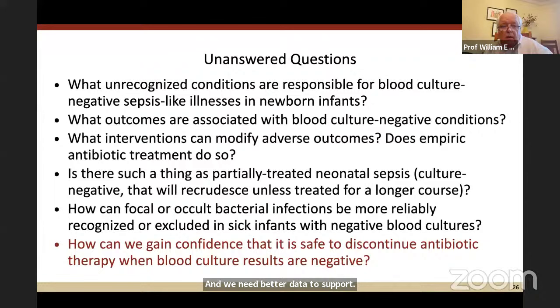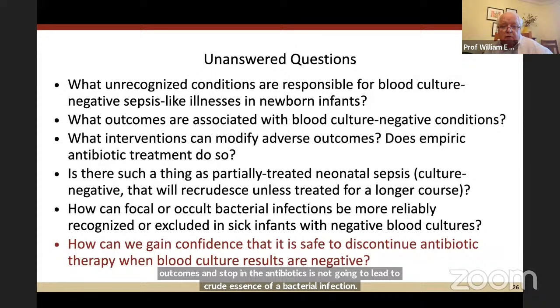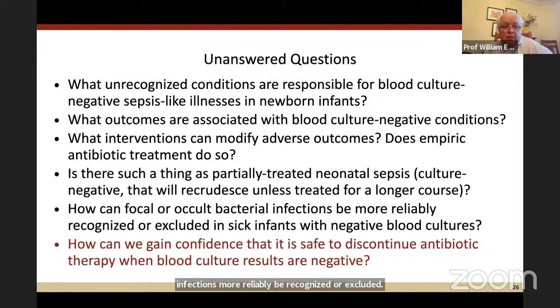With the exception of focal bacterial infections not associated with bacteremia, which we should search for assiduously, treatment with antibiotics is not going to improve outcomes, and stopping the antibiotics is not going to lead to recrudescence of a bacterial infection. So we need to know how can focal or occult bacterial infections more reliably be recognized or excluded. And here's an opportunity for the application of new technologies, perhaps the use of biomarkers or metabolomics, proteomics, things of that sort, for allowing us to identify the babies who do have bacterial infections, but who are not bacteremic.